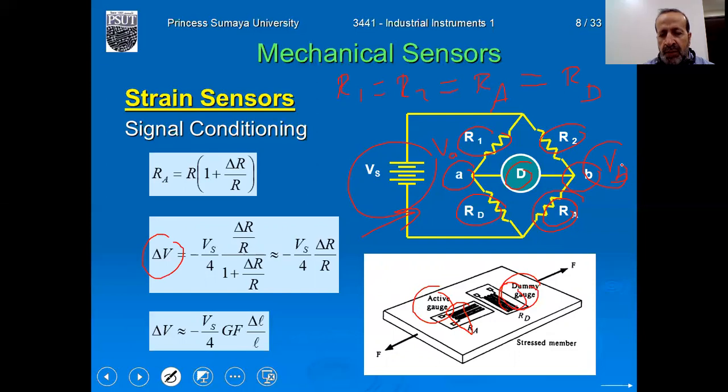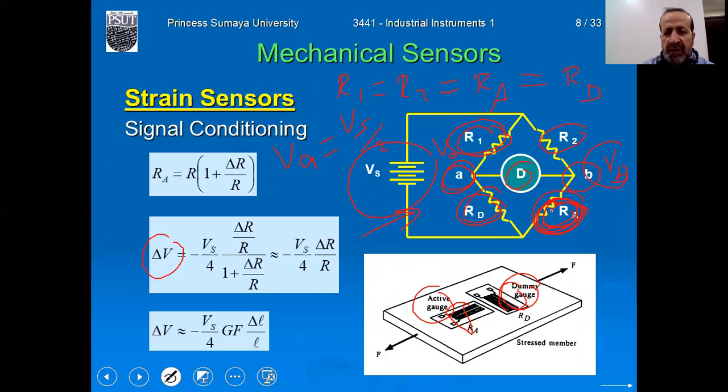VA is equal to Vs over 2, because this resistance is equal to this resistance. So the voltage here will be equal to Vs over 2. Nothing is changing for VA. Only VB changes, because the change due to the force will happen here in the active strain gauge. The dummy strain gauge will not change its resistance due to strain.